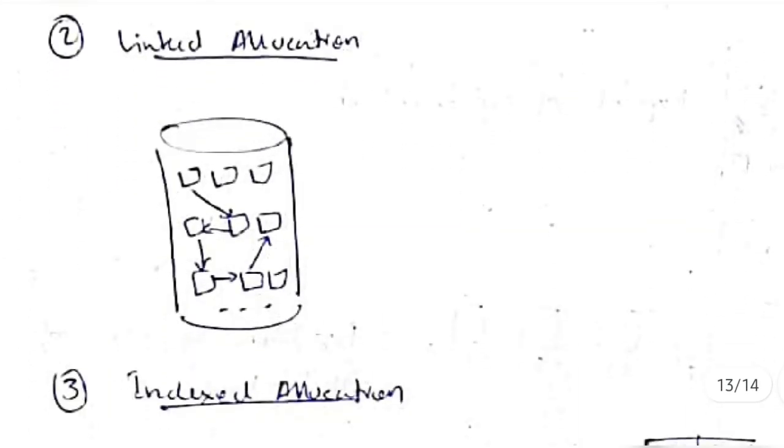Second is linked list, which means this memory will have the address of this one, and this will have the address of this one, and along with the address, the data will also be stored inside this. Okay, that's known as linked allocation.